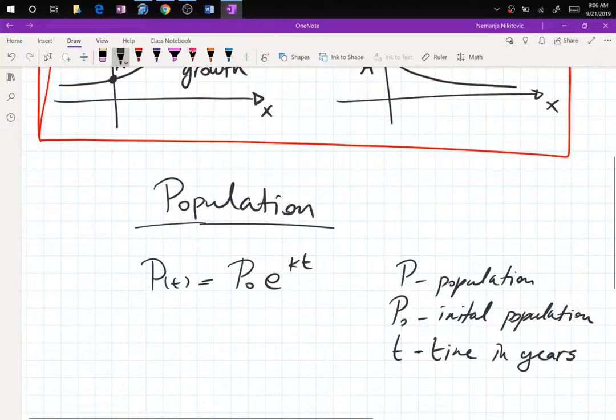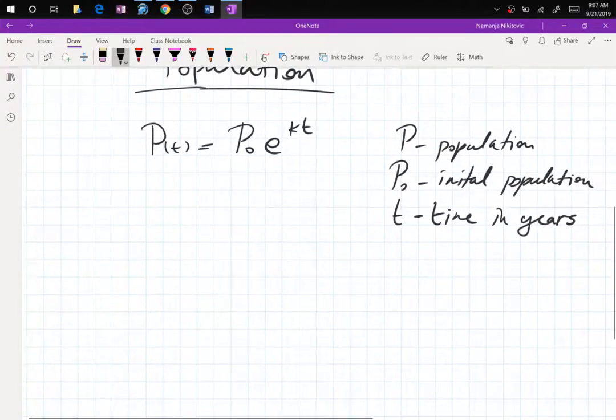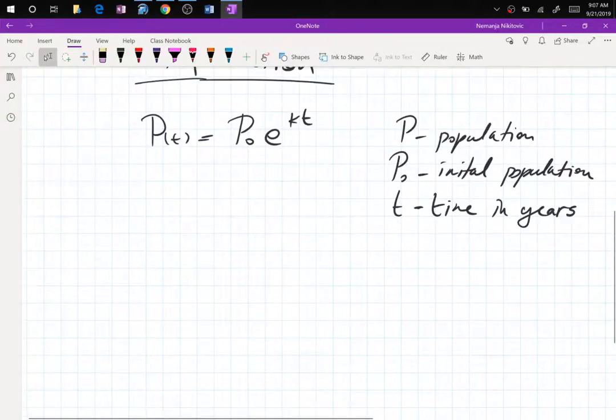If we are talking about humans, can you talk about bacteria and have t to be in hours or days? The answer is yes. We can have time in any unit. It's just in general, if you're going to talk about deer, rabbits, people, we use years. But you can change t to be any value, I mean, any unit of time.